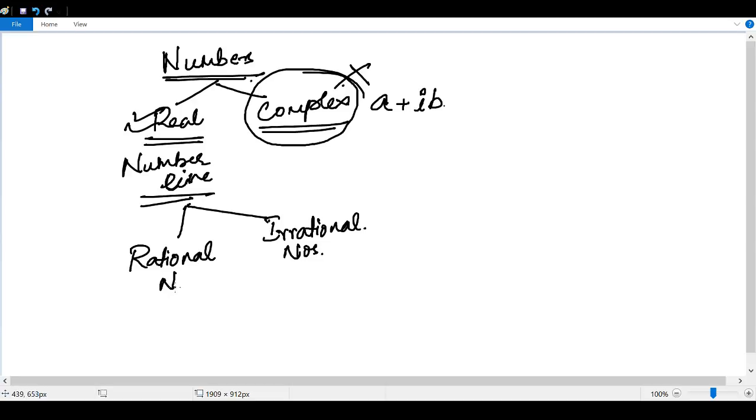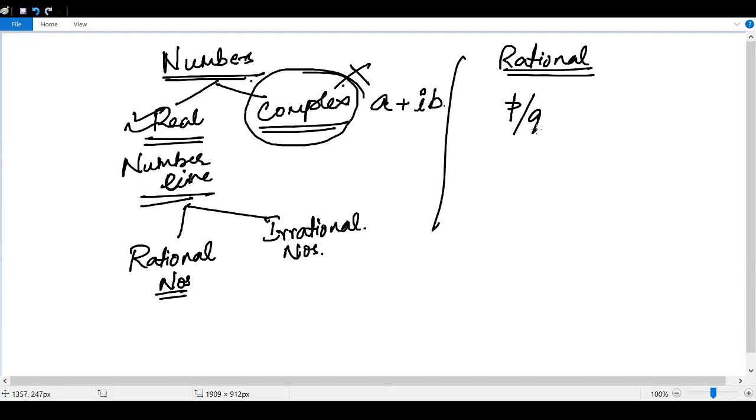Now, when I look at rational numbers, let's understand what they are. In a layman's way, rational numbers are numbers which can be represented in the form of p by q, where q is not equal to 0. So if I say 1 by 2, 1 by 3, 4 by 1, they're all rational numbers, right?